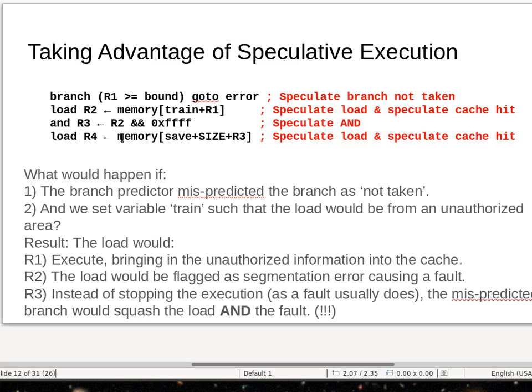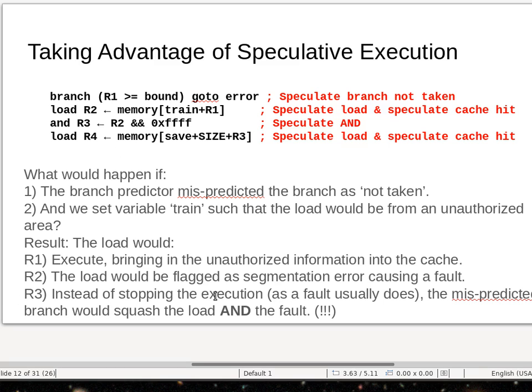We can speculate the AND as well, and then speculate the load and speculate a cache hit. Alright, what would happen if the mispredicted branch was not taken and we set the variable train right here, such that the load would be from an unauthorized area? Well, the load would execute, bringing the unauthorized information to the cache. The load would be flagged as a segmentation error, because you're not allowed to load from it.